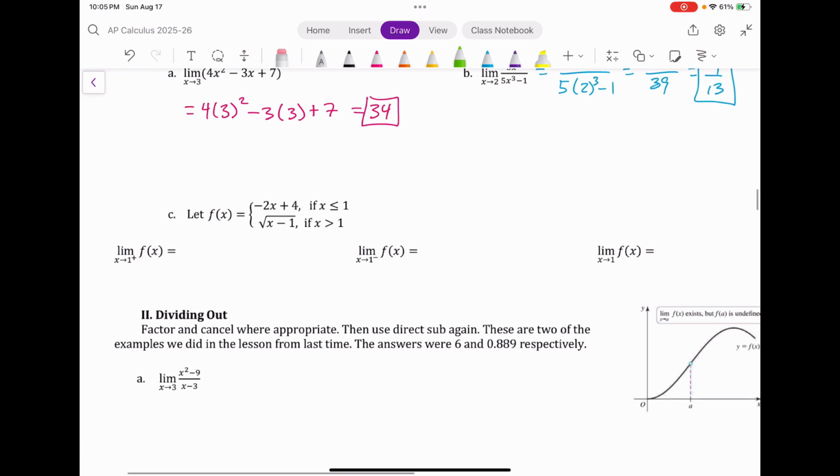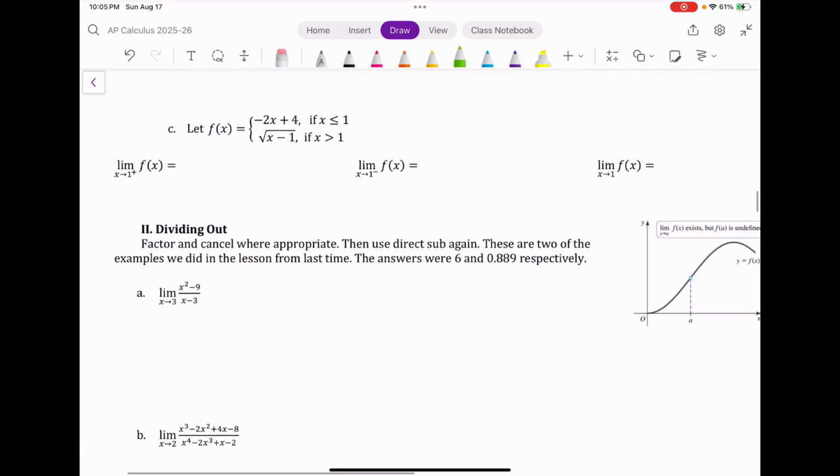If we look at the piecewise function, we're trying to find the two one-sided limits and then the two-sided limit. So if we're trying to find the limit as x approaches 1 from the right side, those would be numbers greater than 1, so we want to plug into the bottom piece. And so that would be the square root of 1 minus 1, which is 0. So that's the limit as x approaches 1 from the right of f of x.